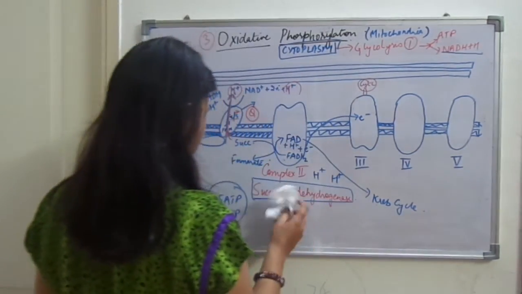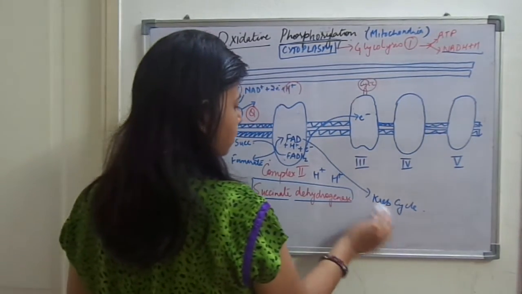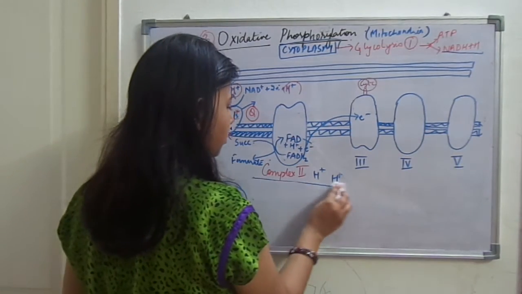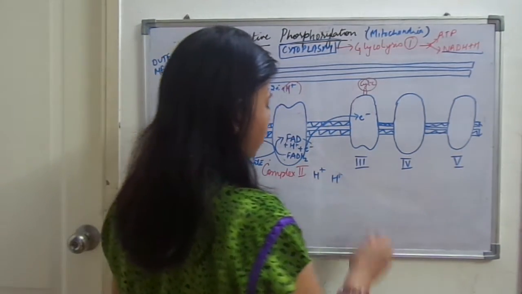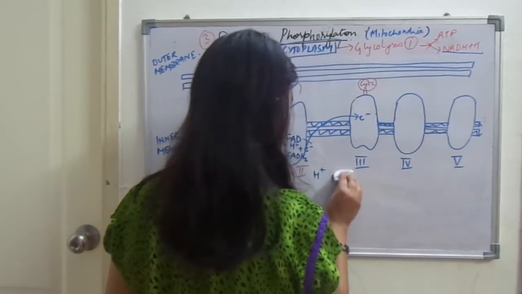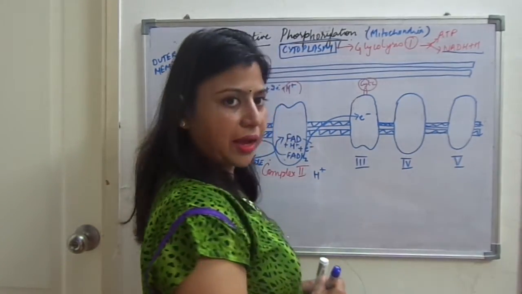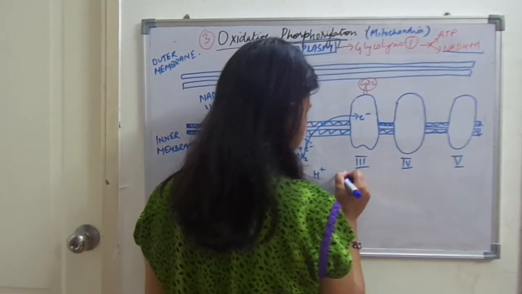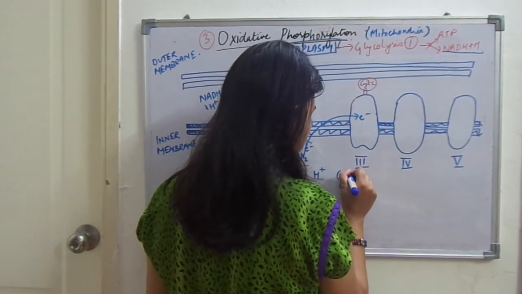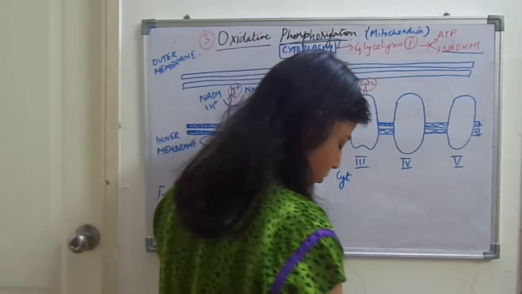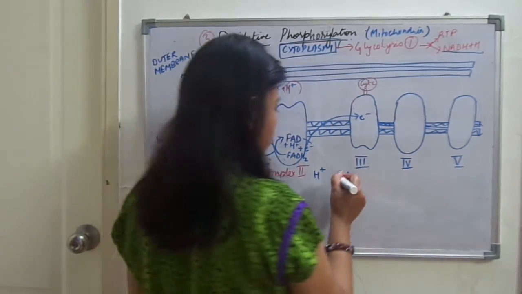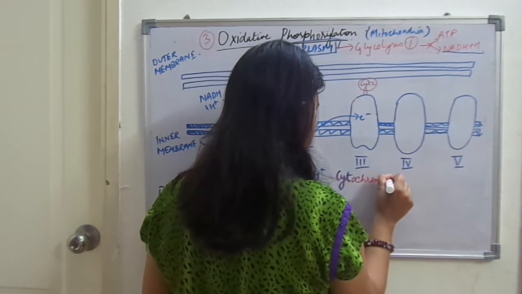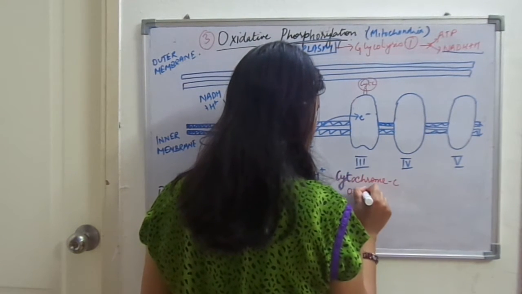Complex 3, which I had discussed before, has this cytochrome C attached to it, and it is known as cytochrome C oxidoreductase.